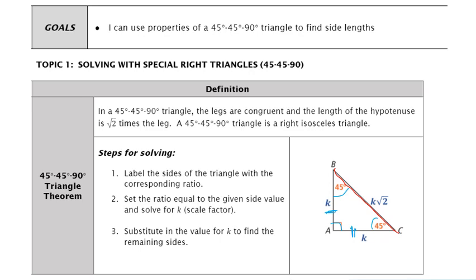So our steps for solving today: once we identify it's a 45, 45, 90, we're first going to label the sides of the triangle with the corresponding ratio. So again, the two legs we're going to label with K, but you can use any letter you like. And the hypotenuse is going to be labeled with K radical 2. We're then going to set whatever ratio corresponds to the value they gave us. We're going to set those equal and solve for our K value, or our scale factor. And then we substitute that in to find the remaining sides.